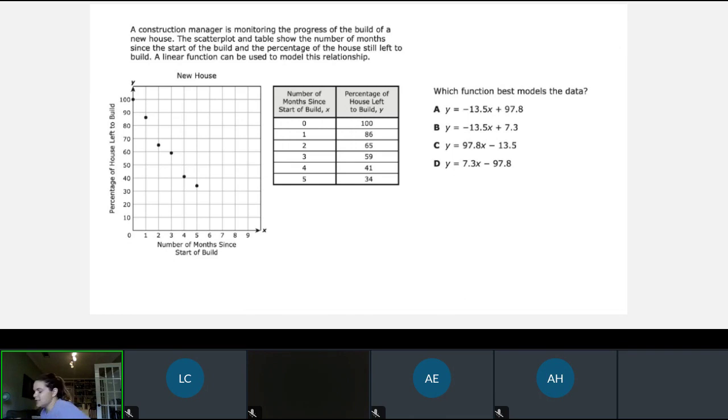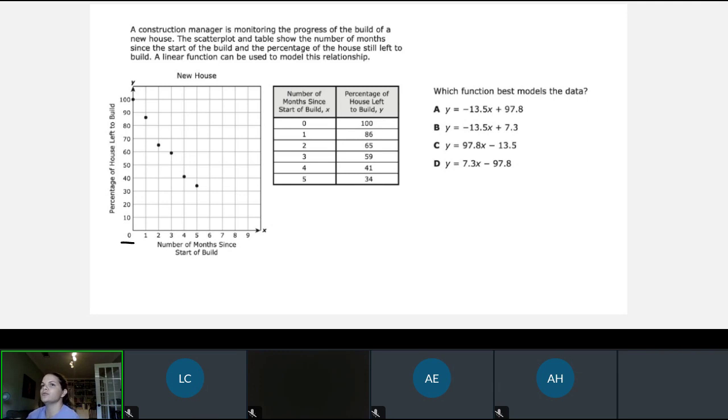This is how you would probably see this on the STAR test. A construction manager is monitoring the progress of the build of a new house. The scatter plot and table show the number of months since the start of the build and the percentage of the house still left to build. A linear function can be used to model this relationship. Okay, so this is saying at 0 months, they have 100% of the house to build. At 4 months, they have about 40% left. At 5 months, 34% left. So they're wanting to know how quickly they are moving.